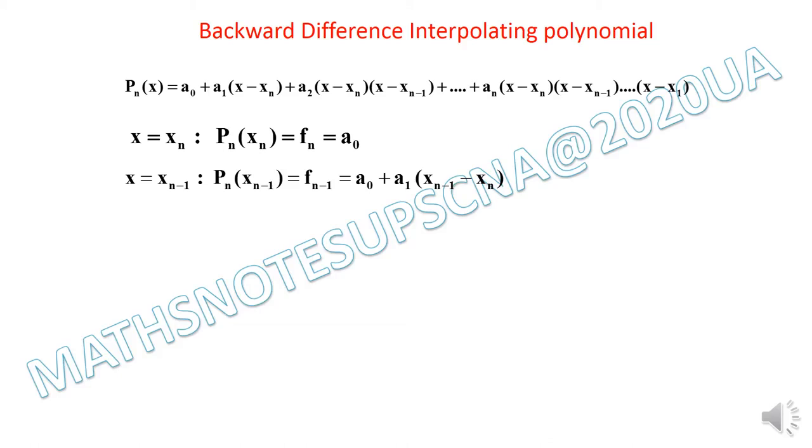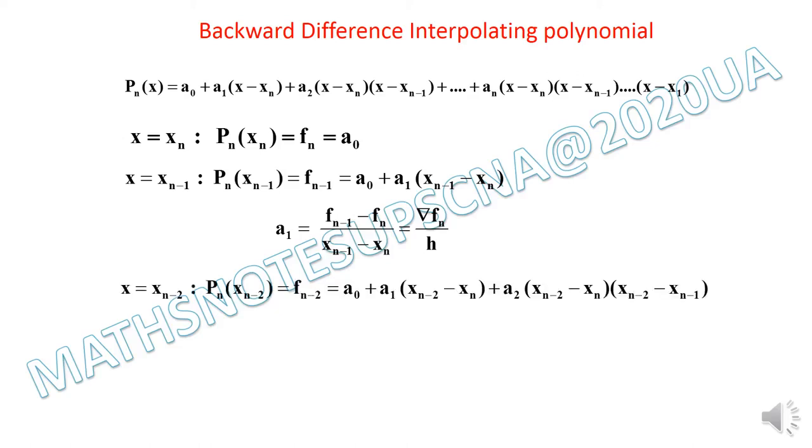Here, if you see, the first two terms will be non-zero, and third and onwards all the terms are 0. So we have taken here two terms, a0 plus a1 (xn-1 minus xn), which is equal to fn-1. Now we can find the value of a1 from here, which is equal to (fn-1 minus fn) upon (xn-1 minus xn), which is the backward difference ∇fn upon h.